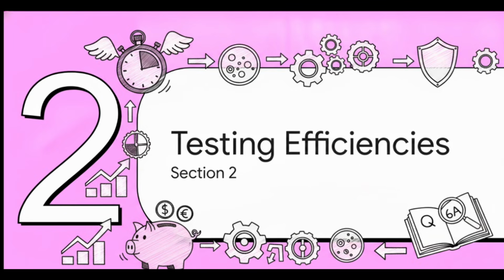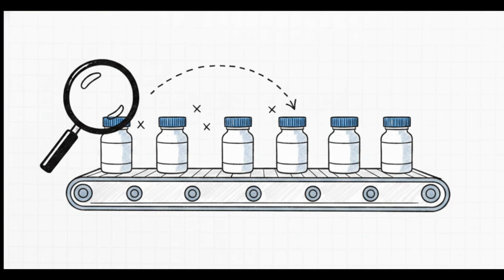Moving right along to Section 2, smart testing efficiencies. So, how do you save resources, time, and money without ever sacrificing patient safety? Well, the Q6A general concepts actually give us some fascinating answers. One major efficiency tool they introduce is periodic or skip testing. Instead of testing every single batch for every single attribute, which can take forever, you test at predetermined intervals.